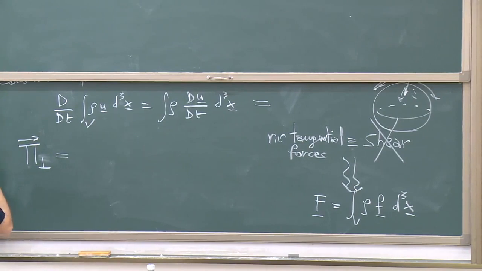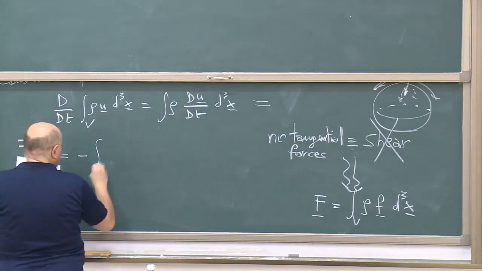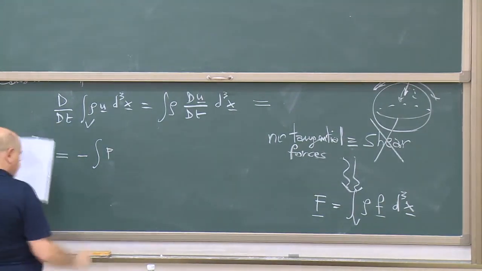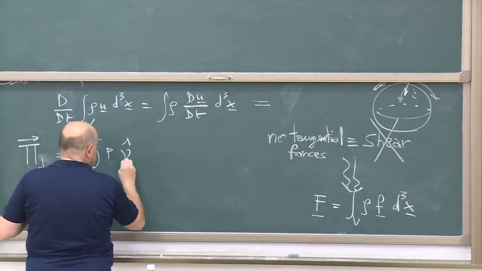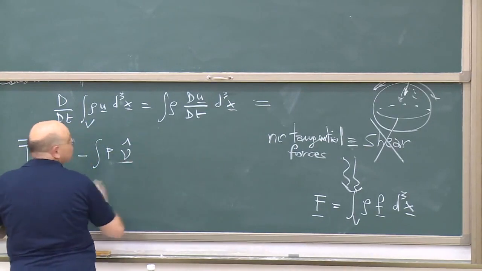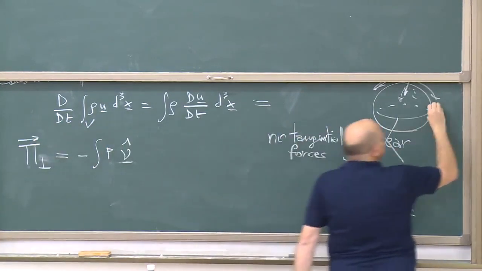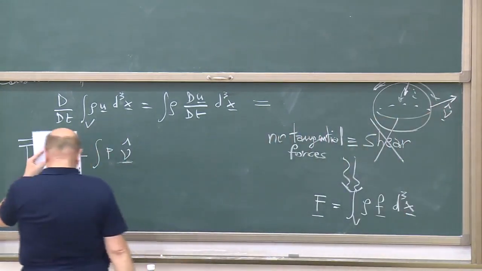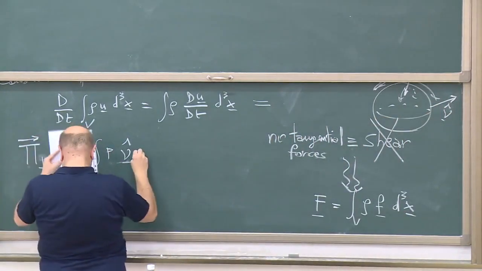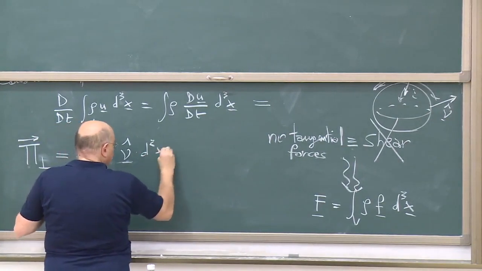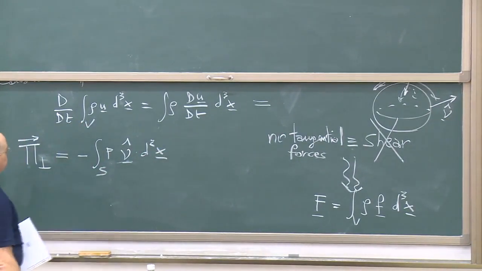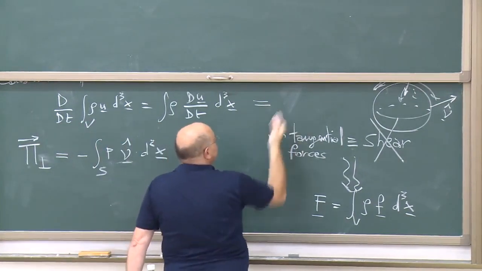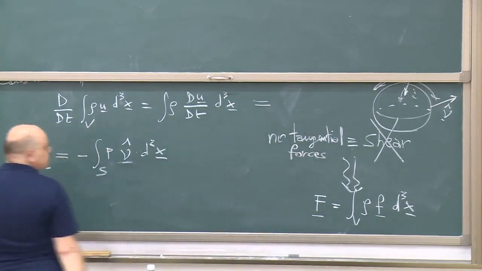So these pressure forces, I will call them minus p, our pressure, and then I have a nu, which is normal to the surface S, d2x over S. So I had a question mark here. I had to put in what forces I'm considering.